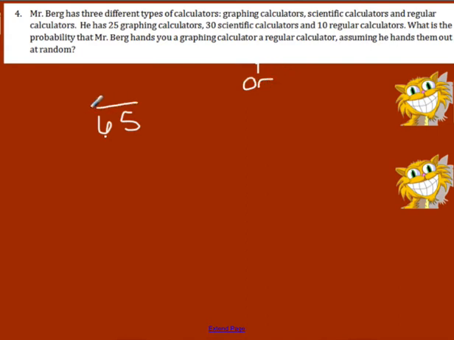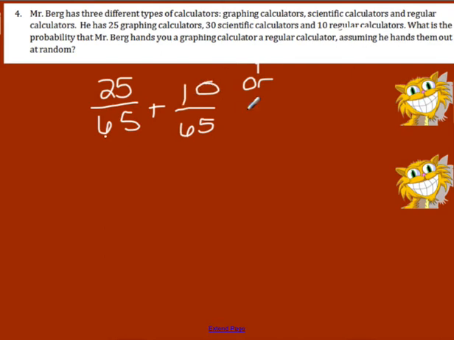So let's figure out the probability of the graphing. Well, I see that there are 25 graphing calculators, so the probability of it being a graphing calculator is 25 out of 65. Now I want to add the probability of it being a regular calculator. So there's 10 regular calculators.